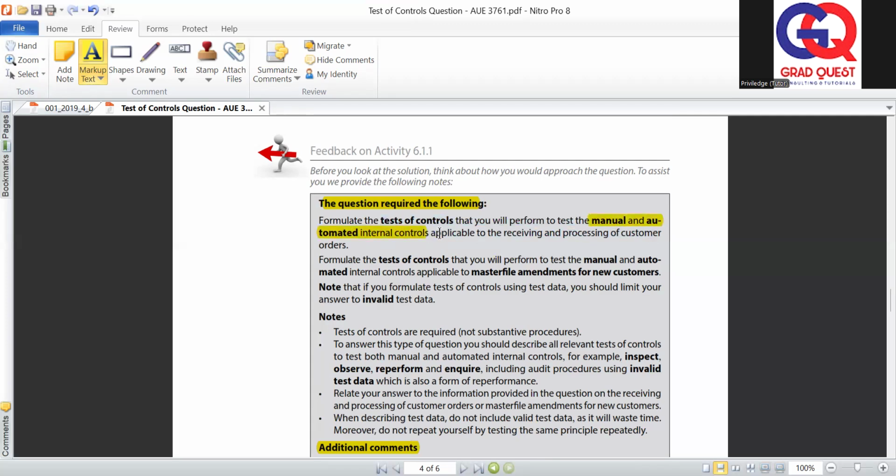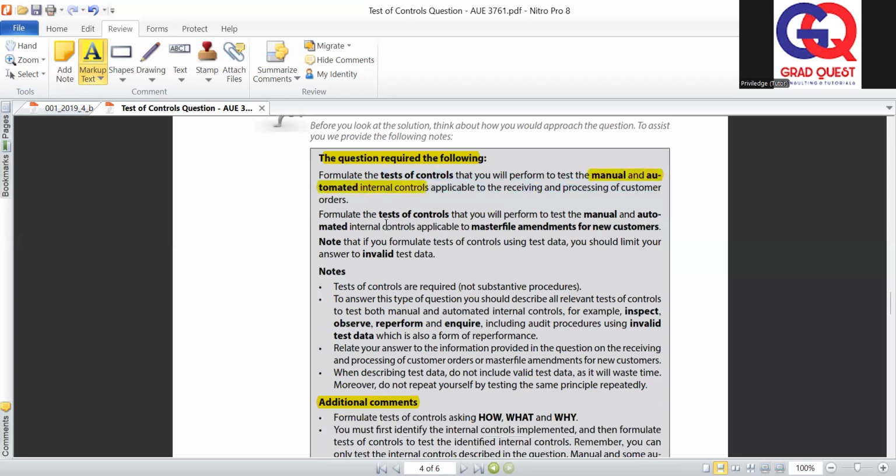Very important to note. An automated internal control system is one whereby the controls are programmed within an application used by the organization or within a computer system that the organization is using. And notice when you formulate this test of controls, whether it's on the manual or the automated internal control system, it's very important to understand that the automated controls are applicable to master file amendment. This is more specific to the question that we're going to look at.